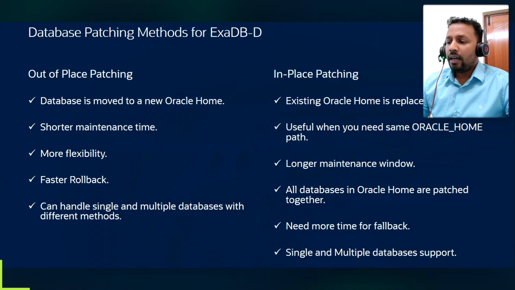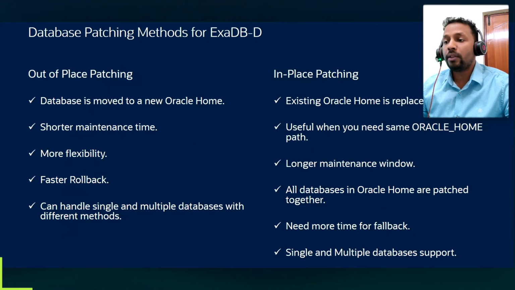As you can notice, in out-of-place patching, the Oracle home path will be changed because you are moving to a new home. Whereas for in-place patching, the Oracle home path remains the same. So this is important for applications that are dependent on the Oracle home path. Yes, there are some applications that are not tied to a specific home path. For those kinds of applications, we have to go with in-place patching.